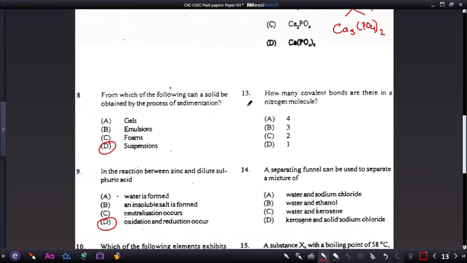Question 13. How many covalent bonds are there in a nitrogen molecule? The nitrogen molecule has the formula N2, but in terms of representing the bond, it would be N triple bond N. So nitrogen has 3 bonds within the nitrogen molecule.